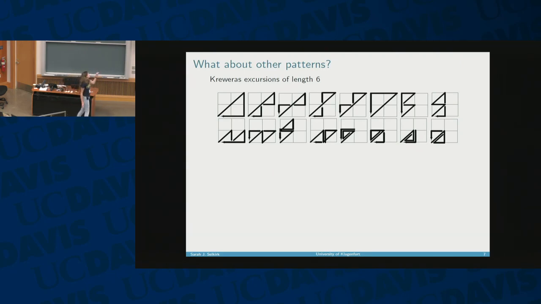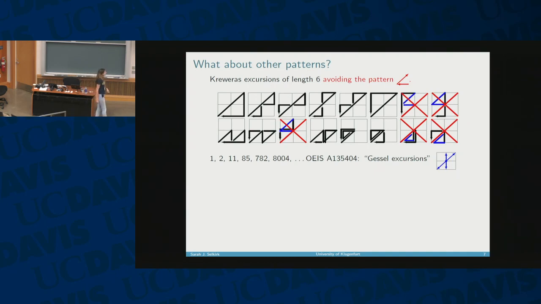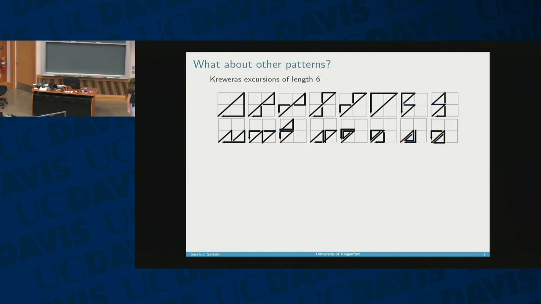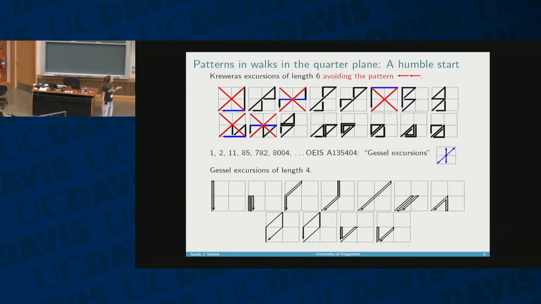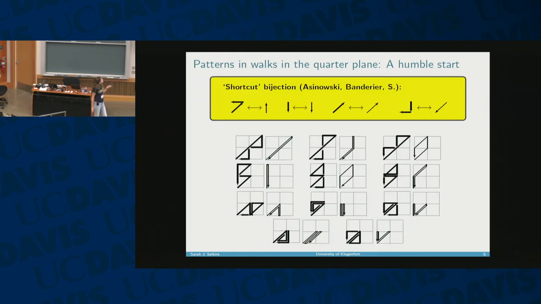So again, choose another pattern. Oh, yeah? What about the length? The length for Kreweras walks is 3n, and if you avoid the west-west patterns, it becomes 2n. But in terms of the bijection, everything works out because there will be enough of these and these to truncate it to 2n. Thank you for the question.